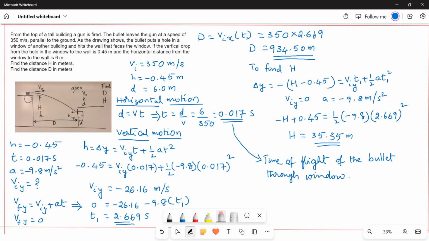Here is the gun, and the gun fires the bullet. The bullet has the initial velocity of 350 meters per second. This is the x direction velocity. This is Vix.